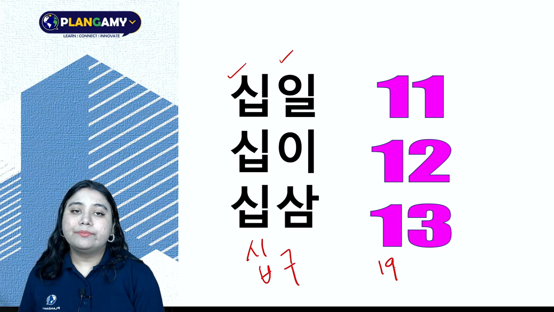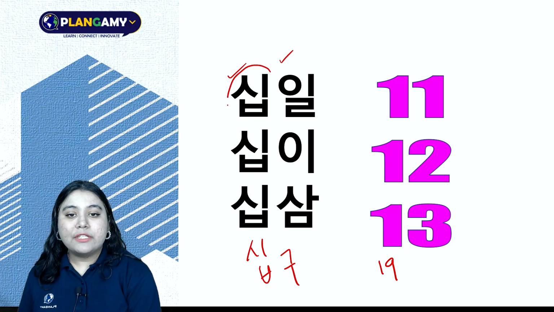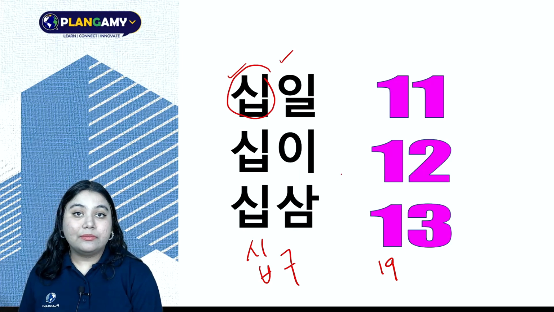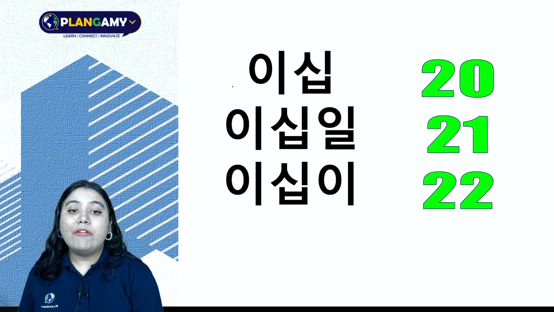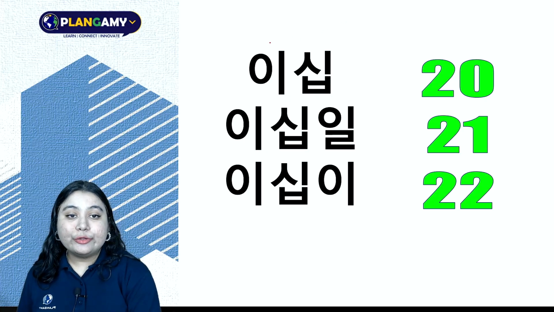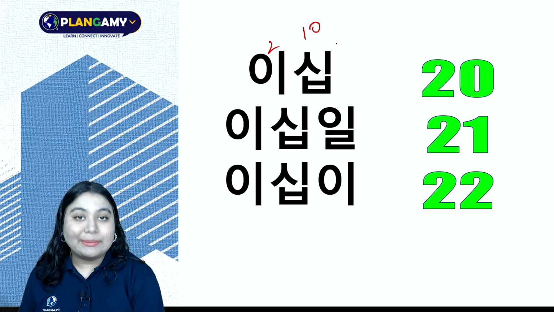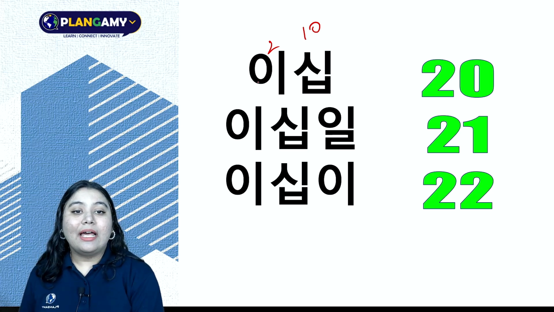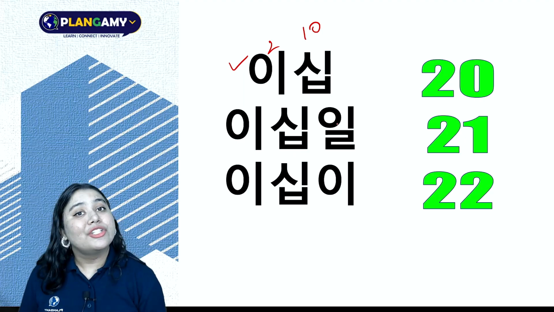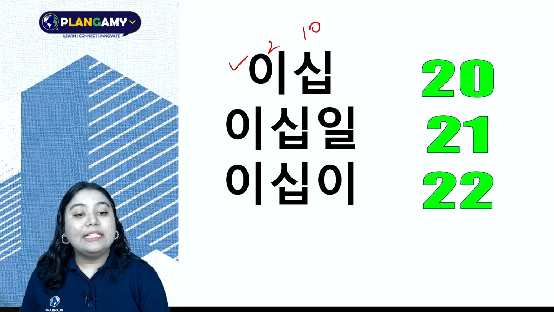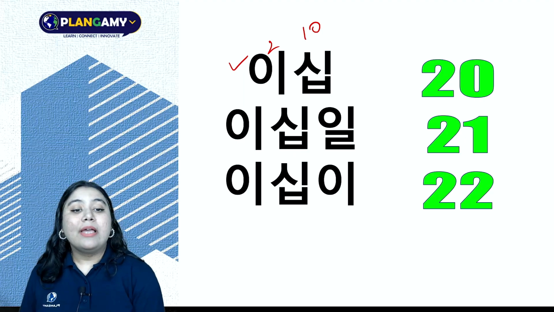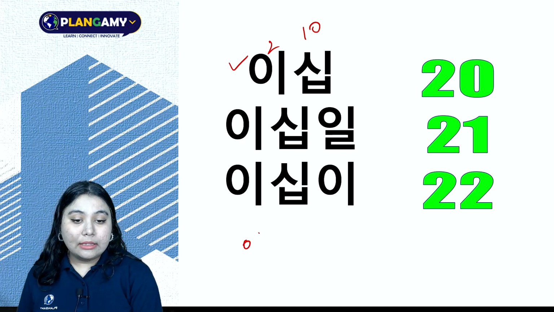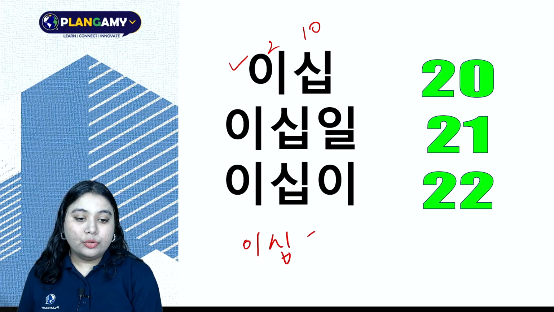19, shibku. Now I want 20, right? 2 times 10 is 20. So I have shib, which is 10. So we have e shib, 2, 10, e shib. Yes, 2 times 10. And now that I have 20, I can similarly add 1, 2, 3, 4 to 20. So ishib ir, ishib e, ishib sam, and we go till ishib ku.